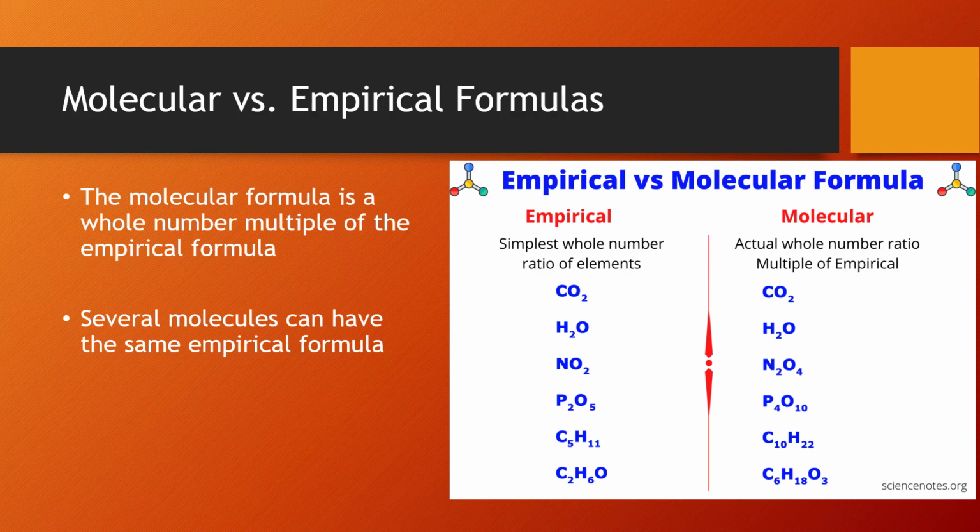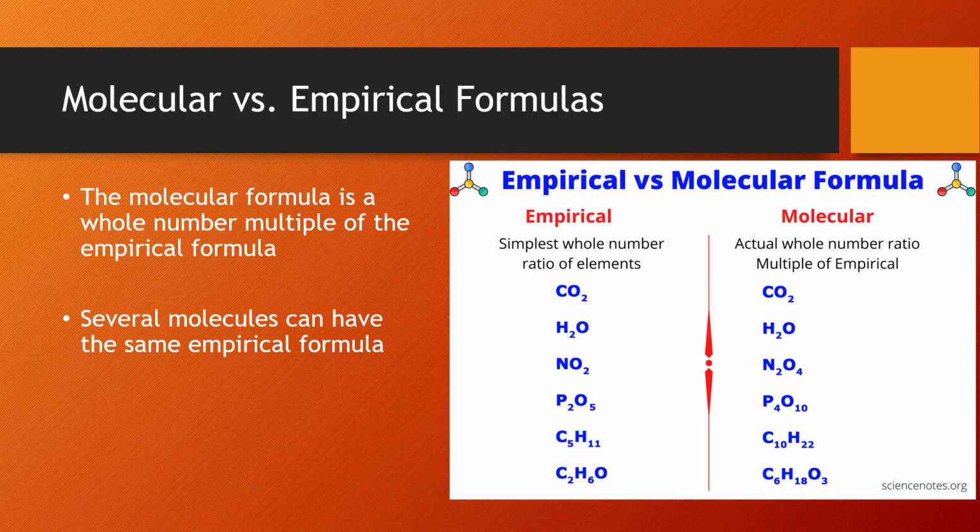Now that's molecular versus empirical formulas. The empirical formula is that simplest whole number ratio of elements, and the molecular formula is what's actually happening in the molecule. So, like NO2, okay, that's your empirical formula. But let's say that was actually dinitrogen tetroxide. Well, that's not going to be NO2, it's going to be N2O4. And there can be several different molecules with the same empirical formula.